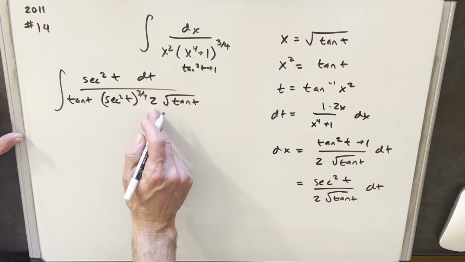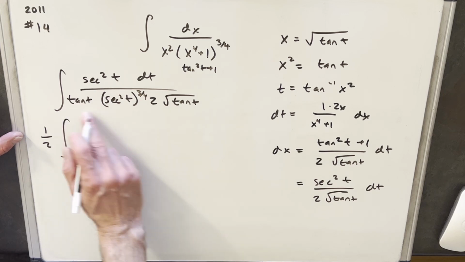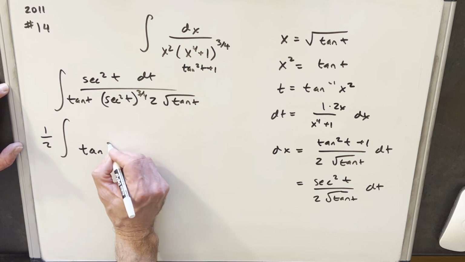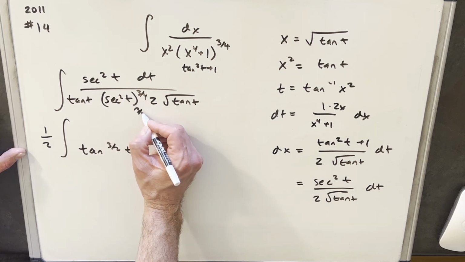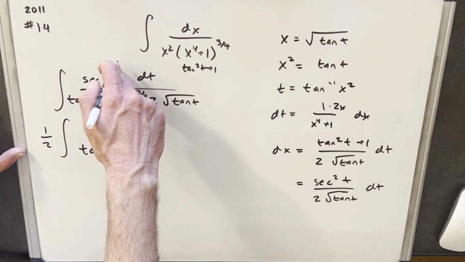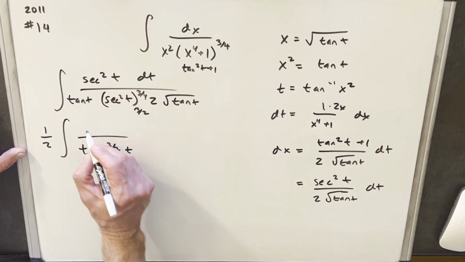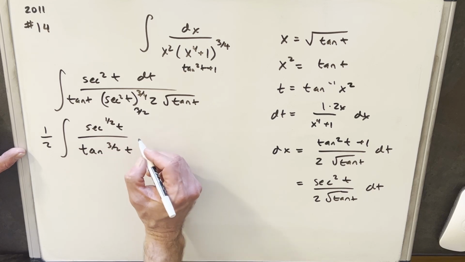Then I'm just going to do some cleanup. I'm going to bring this 2 out front, so we're going to have a half here. Tan t times tan t to the half is going to be tan to the 3/2. So the exponent here is going to be 2 times 3/4, which is 3/2. But then with exponent rules, we have a 2 power in the numerator and 3/2 here. When we divide that, we subtract the powers. And so we're going to have a secant to the 1/2 of t in the numerator.